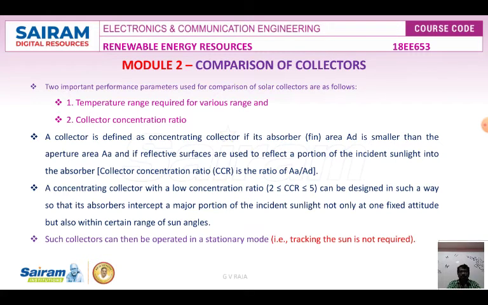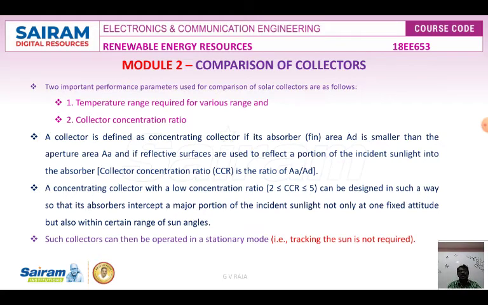It is also used for classifying the collectors. Various collectors can be classified by using the CCR. The ratio approximately determines the operating temperature. This is a method of classification using the operating temperature range of the various collectors. And then there are concentrating collectors with a low concentration ratio.